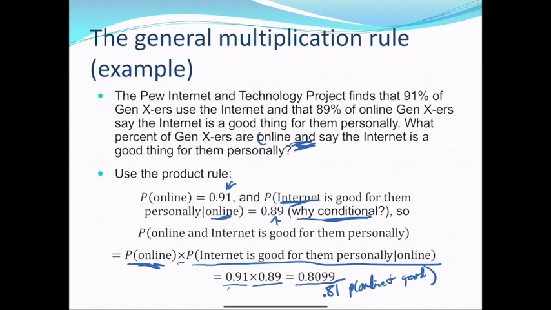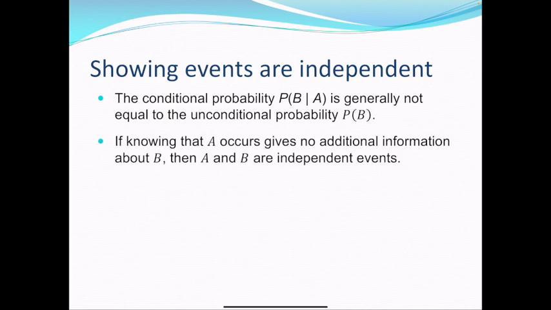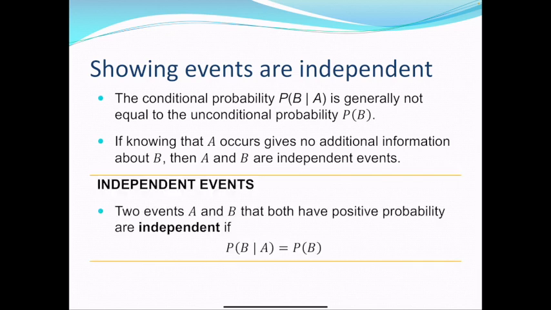Let's talk about how to show events are independent. So the conditional probability is generally not equal to the unconditional probability. If knowing A occurs gives us no additional information about B, then A and B are independent events, right? And if A and B are independent events that both have positive probability, that would mean the probability of B given A is the probability of B.